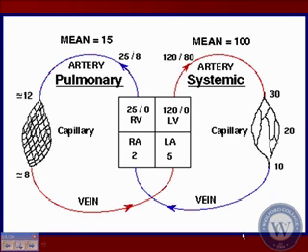Your systemic circulation versus your pulmonary circulation is, of course, very different. You can see that the pressures are very different. The mean arterial pressure on the pulmonary side is around 15. The mean arterial pressure on the systemic side is around 100. So it's a pretty significant workload difference. The reason is that the lungs are able to accept the volume very easily with low resistance. If you look at the cardiac workload, the right ventricle is working a lot less hard than the left ventricle.